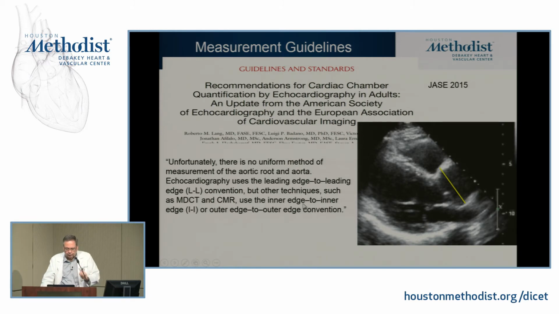So there was this document that talked about recommendations for measurements, and I put this quote from it. Unfortunately, there is no uniform method of measuring the aortic root. I agree 100% with what Faisal said, that probably outer edge to outer edge gives us the most defined measurement that would agree with the pathology seen by the surgeon. However, echo was done with leading edge to leading edge, and the importance of that is that the measurements we use for normality are based on that.